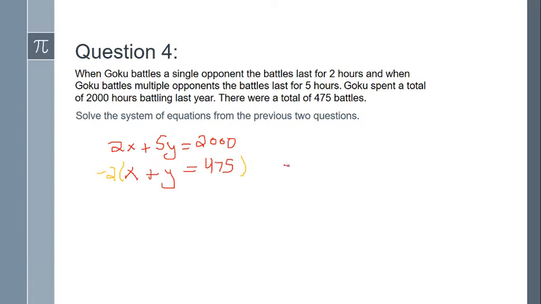All right, so I'm going to go ahead and rewrite the second equation here once I do that, and I get that -2x minus 2y is equal to 475 times -2. That's going to be negative 950. All right, so we didn't do anything to the top equation, so I'm going to rewrite it here to keep this organized.